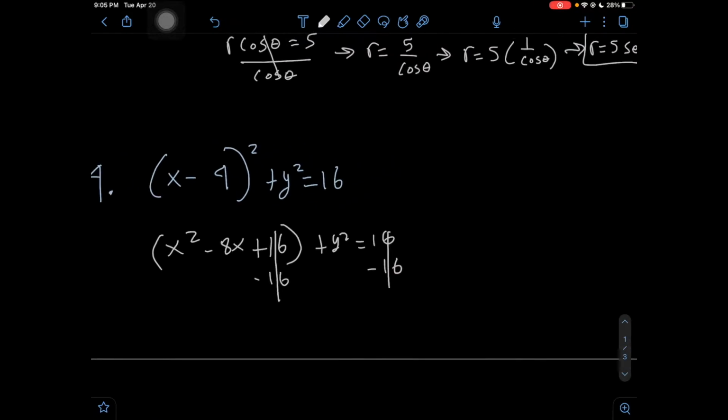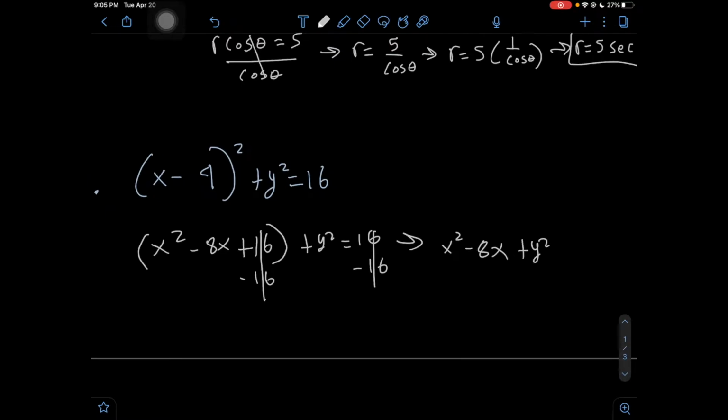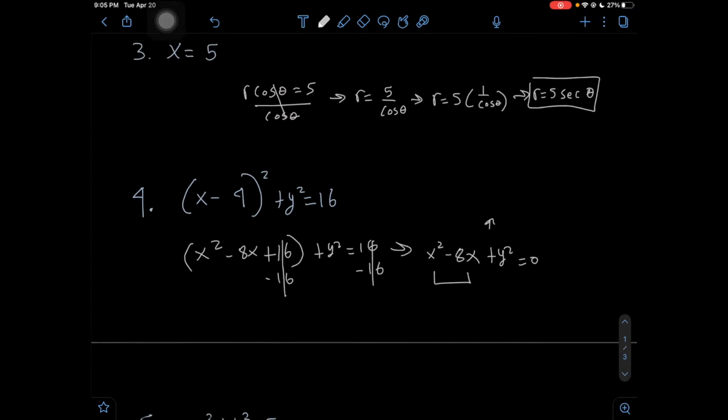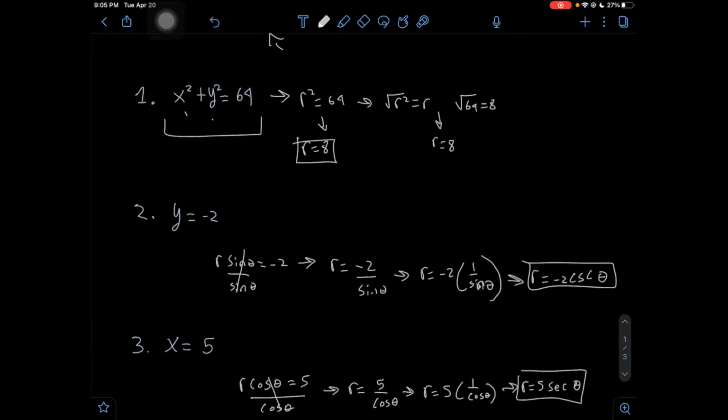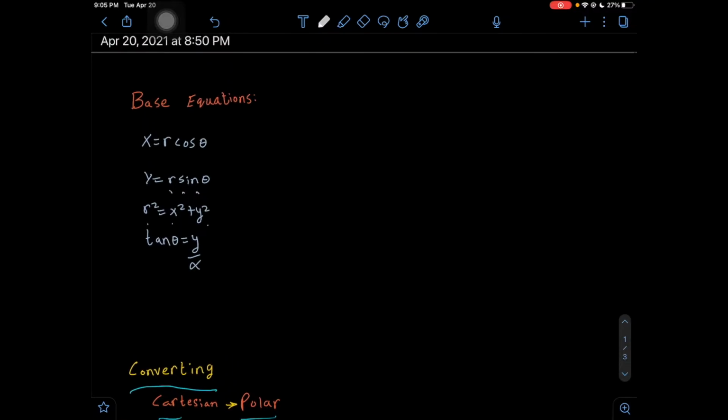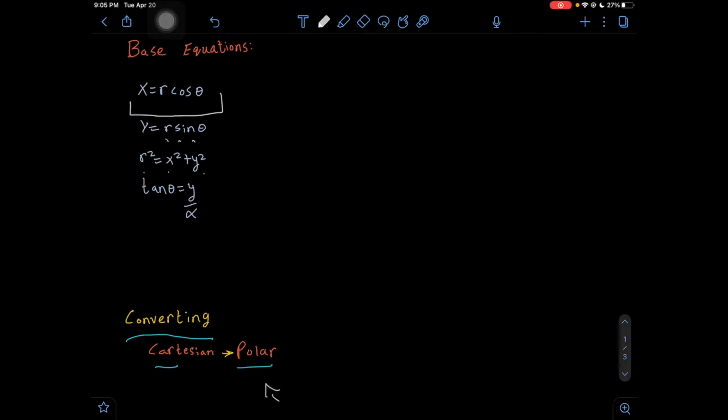16 minus 16 is 0. The equation we are left with, our new equation, is now x squared minus 8x plus y squared equals 0. Now we need to realize that we have an x value in our equation by itself. Let's go back to our base equations and see what x equals. We said x equals r cosine of theta, so we can substitute that in for our x.